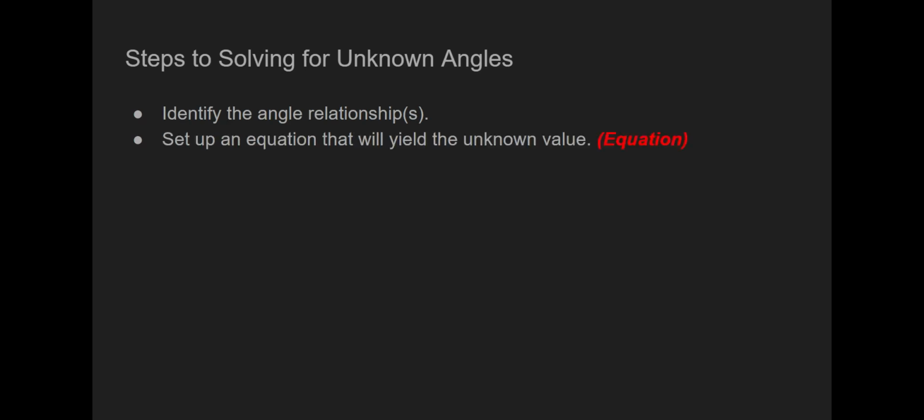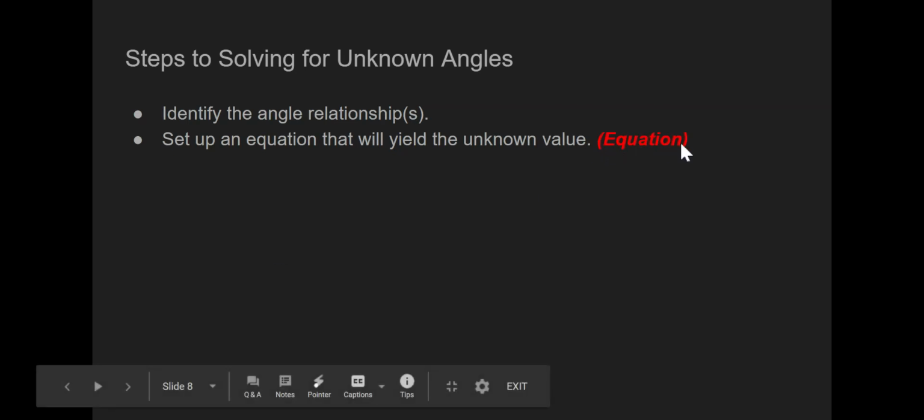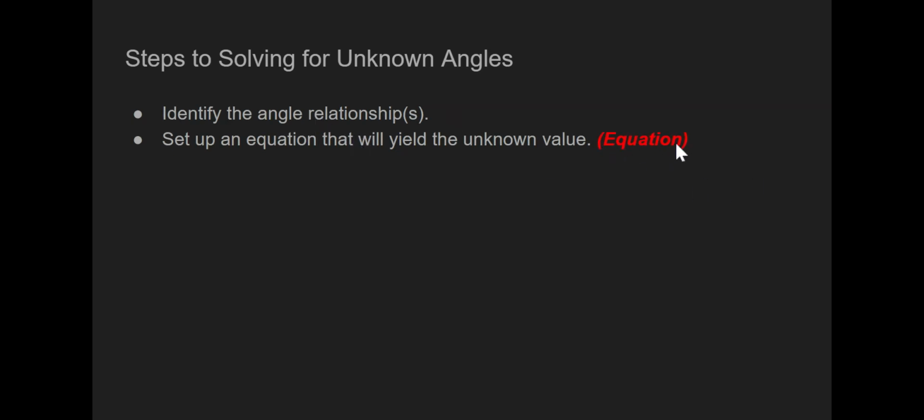Steps to solving for unknown equations. Pay close attention. Here we go. Identify the angle relationships. What that means is if you see a 90-degree angle, and another angle within a 90-degree angle, you have to be able to identify the relationships between those angles and how to solve them. Once you're able to do that, you set up an equation that will yield the unknown value. As you can see at the end of this sentence, I put equation, so you're setting up your equation.